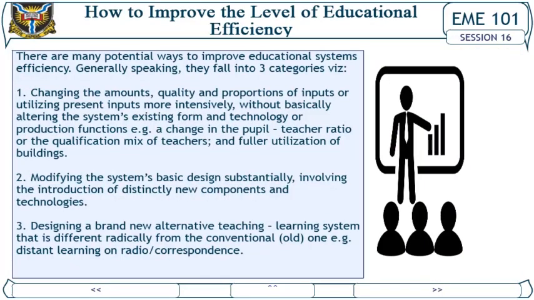How to improve the level of educational efficiency. There are many potential ways to improve educational systems efficiency. Generally speaking, they fall into three categories, viz. Changing the amounts, quality and proportions of input, or utilizing present inputs more intensively, without basically altering the system's existing form and technology or production functions. For example, a change in the pupil-teacher ratio or the qualification mix of teachers, and fuller utilization of buildings.